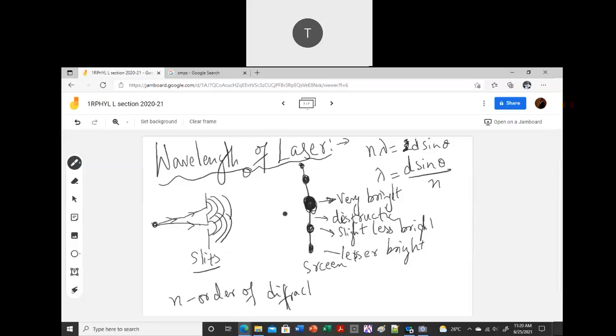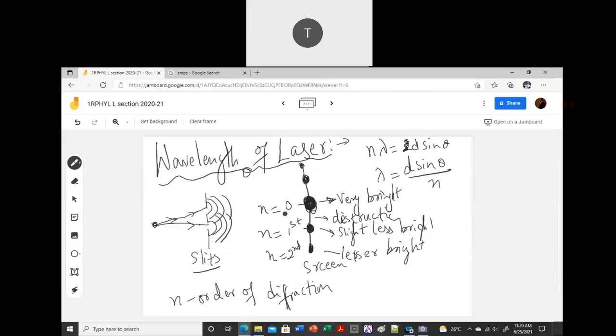So you are not going to consider the zeroth order, which is your very bright spot in the middle. If you take the first one, this is the first order, n equals 1, and the second one is n equals 2. Order depends on the number of your constructive and destructive interferences. So this is your first order and second order, and there is also the n equals 0 order.